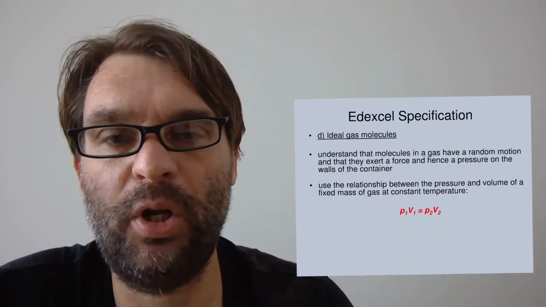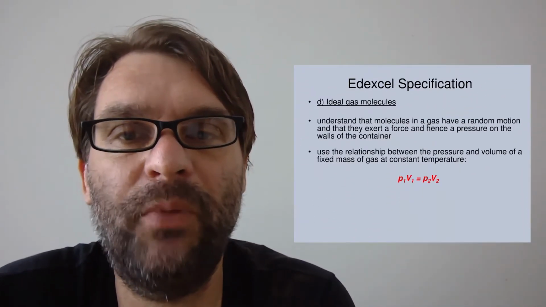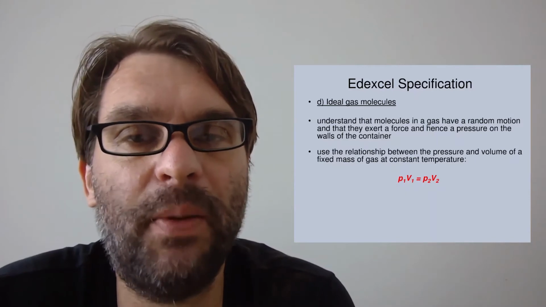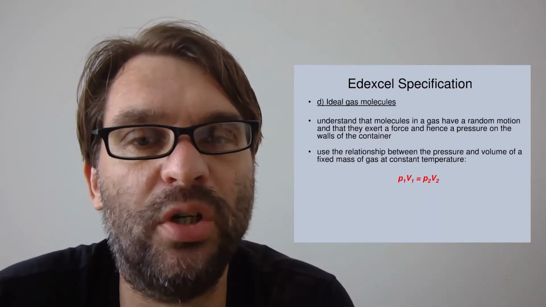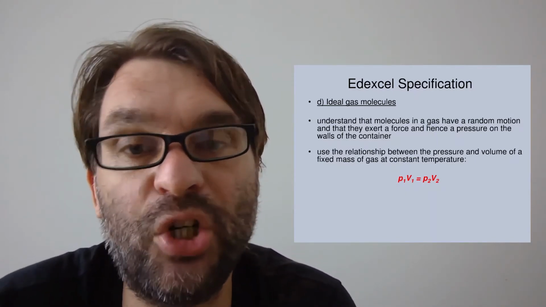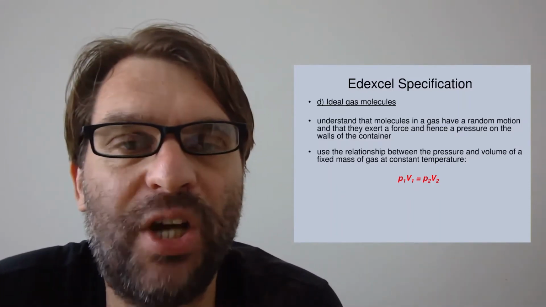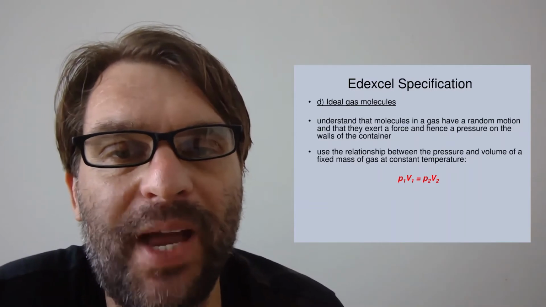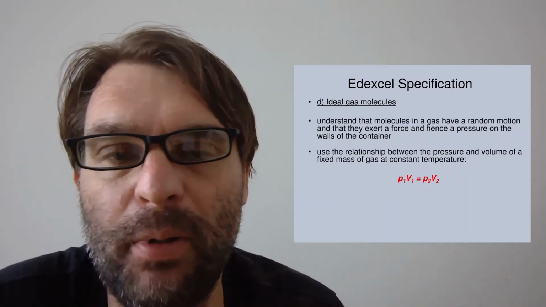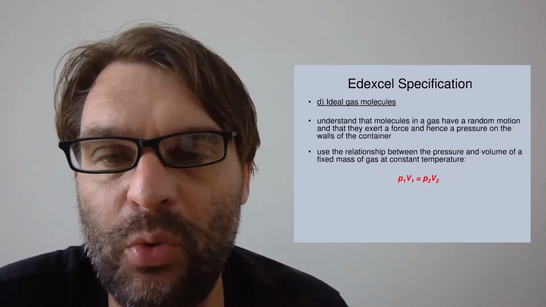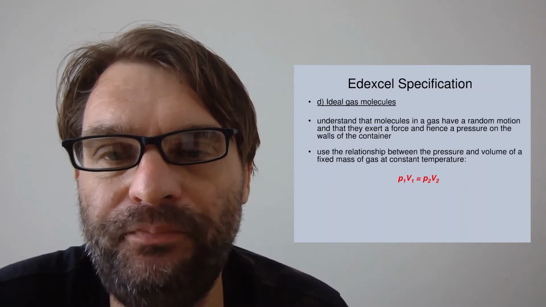So in today's lesson, we're looking at ideal gas molecules. And there's three learning objectives, actually two. Understand that molecules in a gas have random motion that can exert a force and hence a pressure on a wall of a container, and then use the relationship between pressure and volume of a fixed mass of a gas at constant temperature, so P1 V1 equals P2 V2.